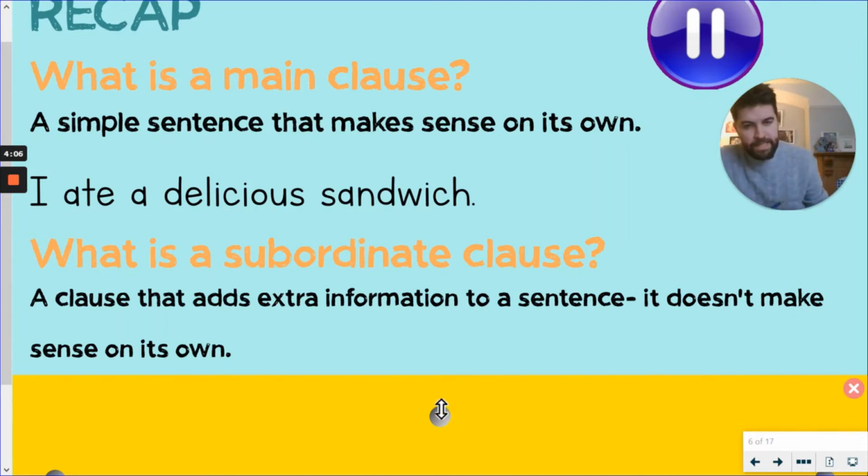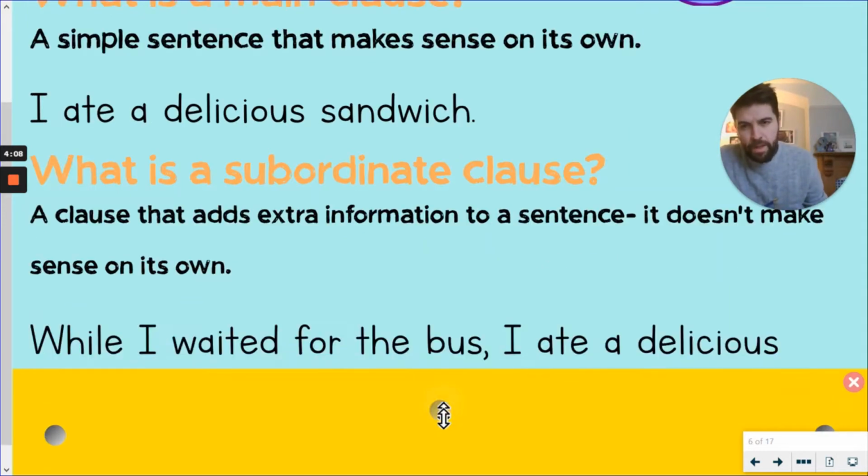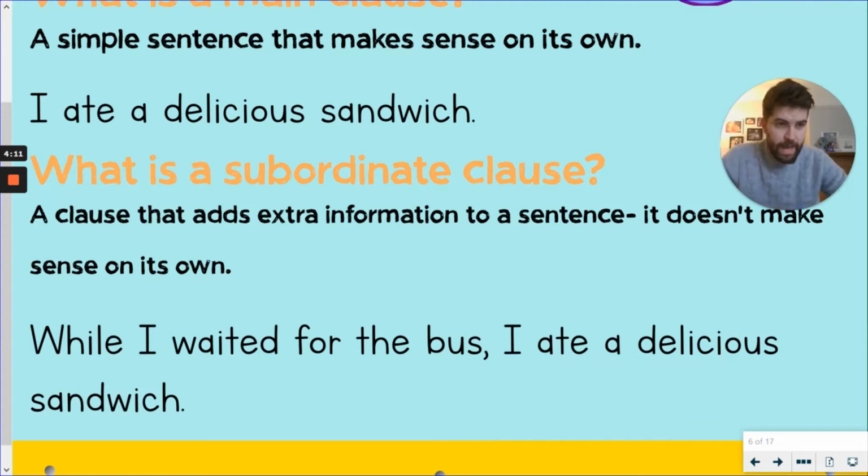Well, I've done it. Let's see if you've got one like me. I put, while I waited for the bus, I ate a delicious sandwich. So while I waited for the bus is the added clause onto the main part of the sentence. The main part of the sentence is I ate a delicious sandwich. While I waited for the bus is a subordinate clause. It uses a subordinate conjunction. In this case, it's while. And that's that sort of glue that allows us to join it on to the main clause.